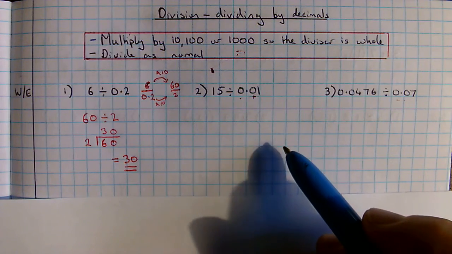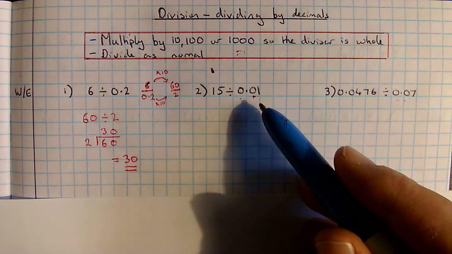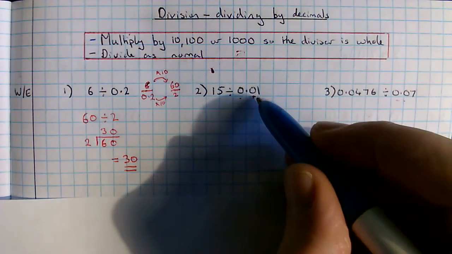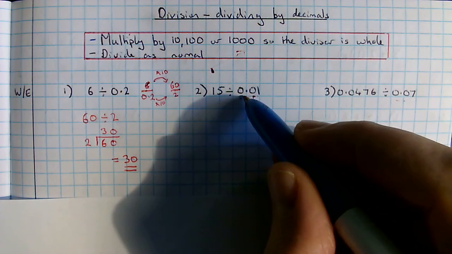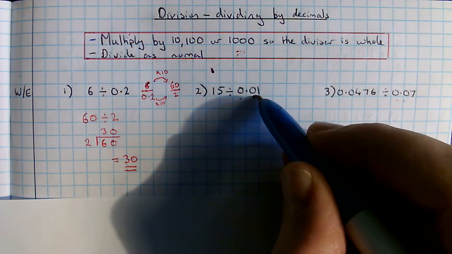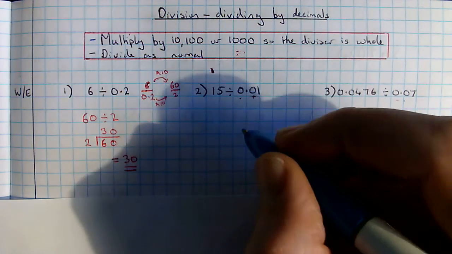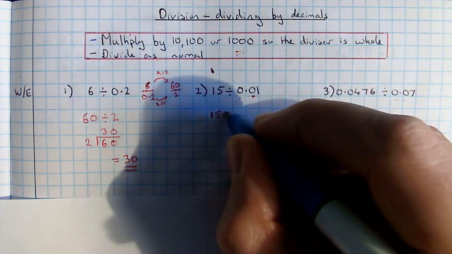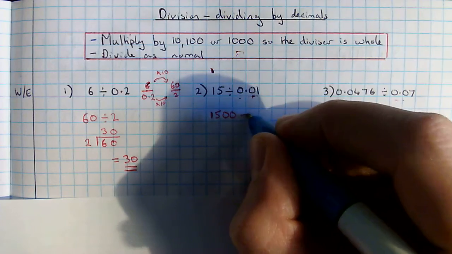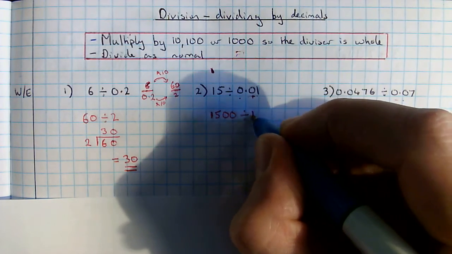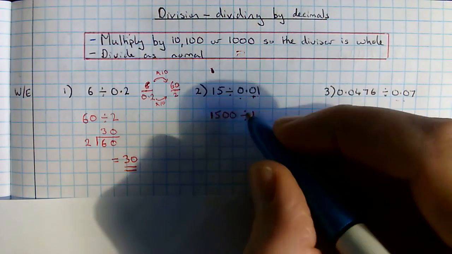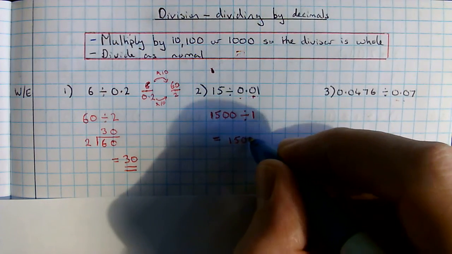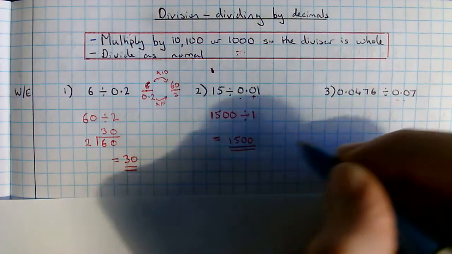A common GCSE question is to divide by 0.1, 0.01, 0.001. So, again, here I'm going to need to multiply by 100 to turn this into a whole number, moving that 2 spaces. So I need to multiply this by 100 as well. 15 times 100 is 1,500. Just put my 2 zeros at the end. Divided by 1. I know that anything divided by 1 is itself, so it's just going to give me an answer of 1,500. I could use the bus stop method there, but I really don't need to.